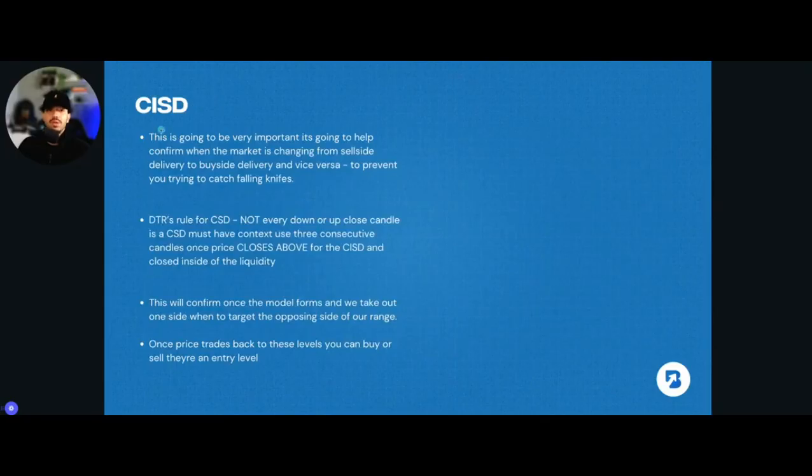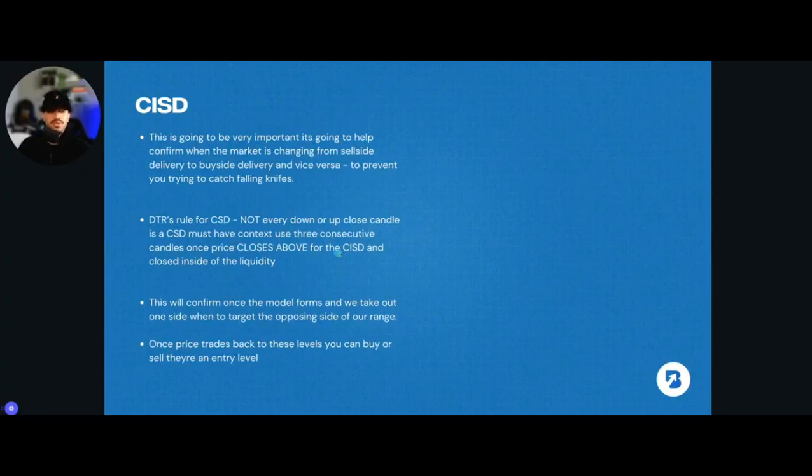So moving ahead, going over change in the state of delivery, this is going to be very important because it's going to help you confirm when the market is changing from sell side delivery to buy side delivery and vice versa. So this is going to prevent you from trying to catch falling knives. This is just going to be the confirmation you need to know when a dealing range is shifting. My rule for change in the state of delivery is not every down close candle or up close candle is a change in the state of delivery. You must have context behind those 3 consecutive candles.